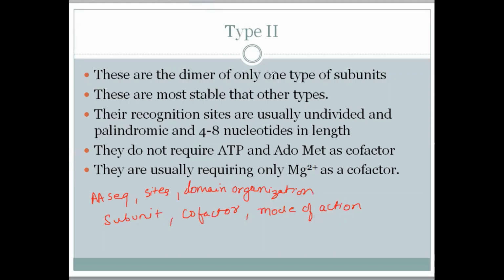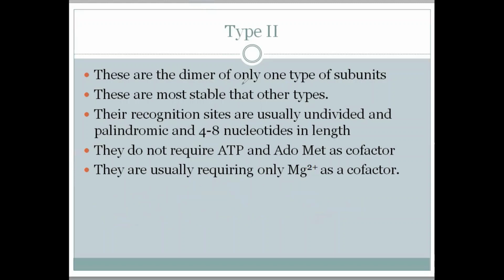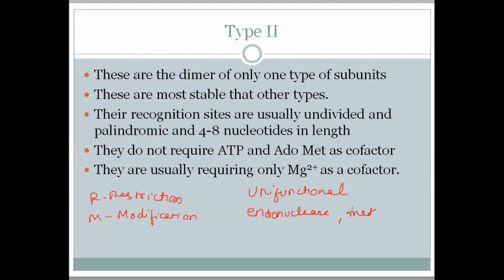They are mostly dimers of only one type of subunit. They have two subunits, which are R for restriction and M for modification. These enzymes are unifunctional, which means they have separate endonuclease and methyltransferase functions. They have separate functions, and they have two subunits, as we just saw.